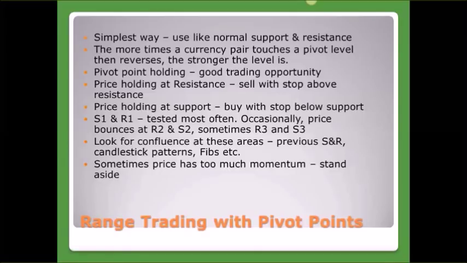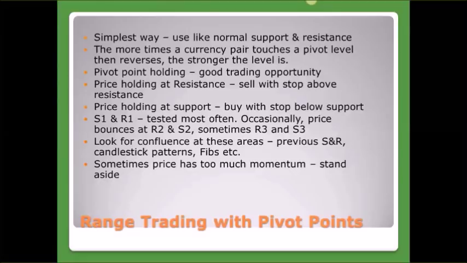Most often, S1 and R1 are the levels that are held most often. Sometimes the price will go to the R2 and S2 levels, and if the swings are really wide, the price may go to R3 and S3. But what we have observed is that most of the time the price will go from S1 to pivot to R1, or R1 to pivot to S1. So price tends to respect the S1 and R1 levels. If the price has a lot of momentum, it will go to the R2 and S2 levels and then may react at those levels. And sometimes, we'll take a look at a live example, Danny will share one, where price actually went to the R3 level as well, and how to identify if the price is going to hold or not.